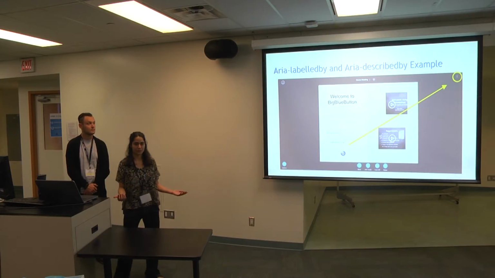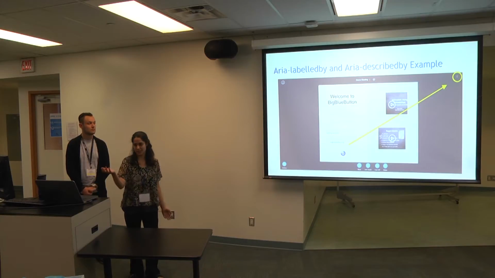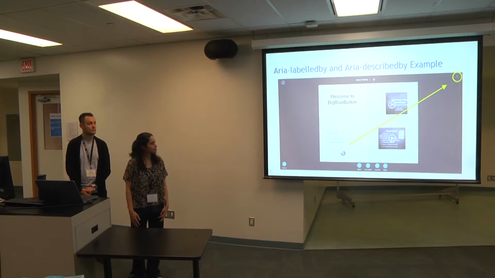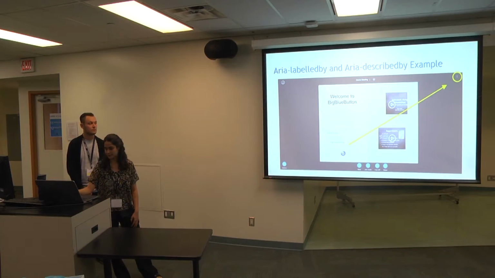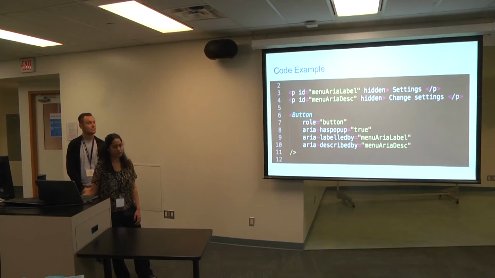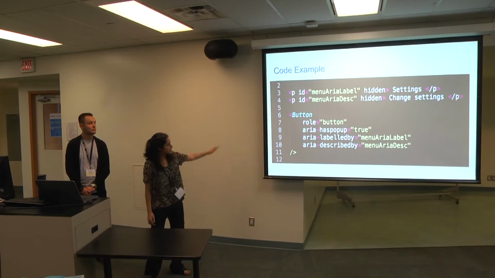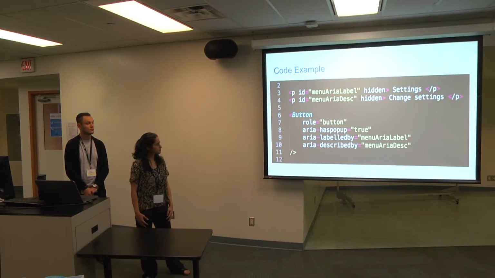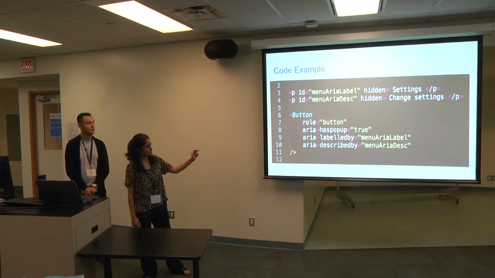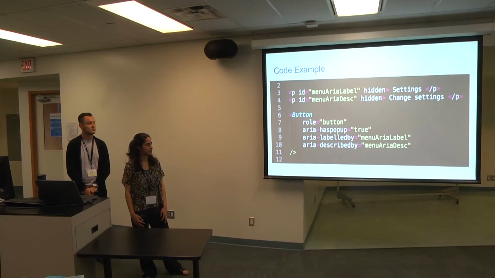Me and Matthew work on developing Big Blue Button, an application at CDOT right here at Seneca. So this is the Big Blue Button page, and let's just focus on the settings button in the top right corner. So here's the code. This code here is what actually renders the button. And we see two attributes. Let's just focus on the two at the bottom there that say ARIA labeled by and ARIA described by.